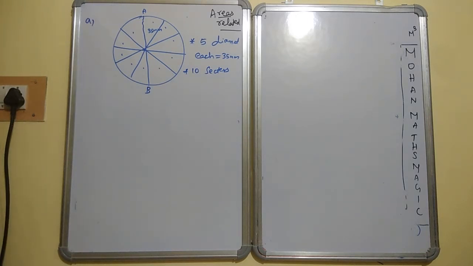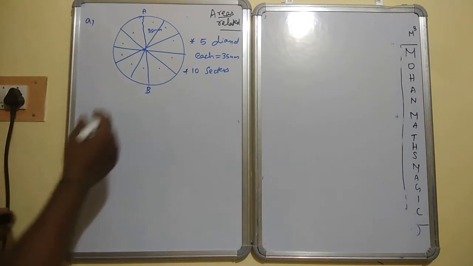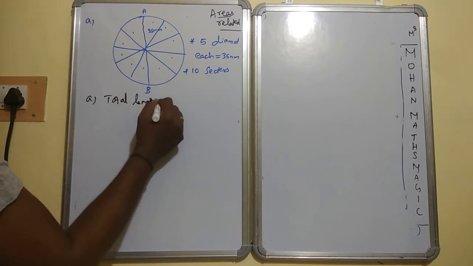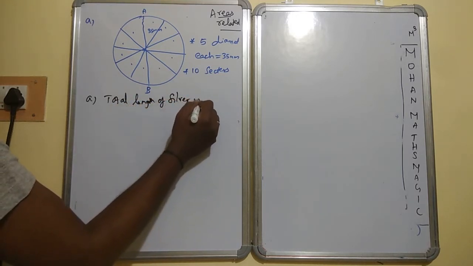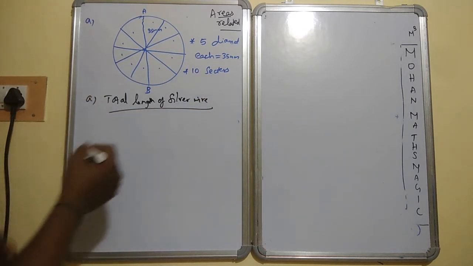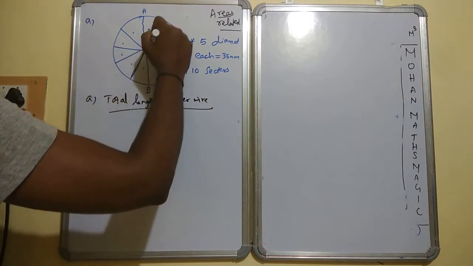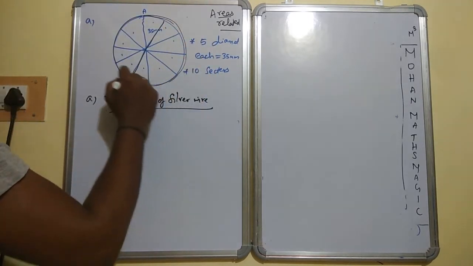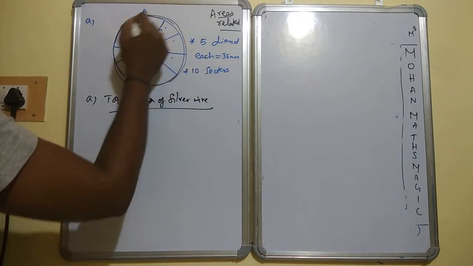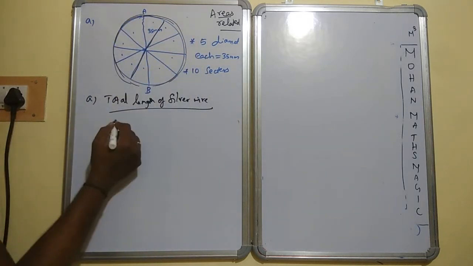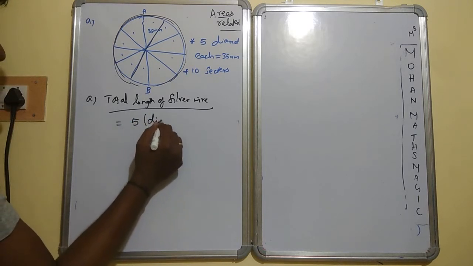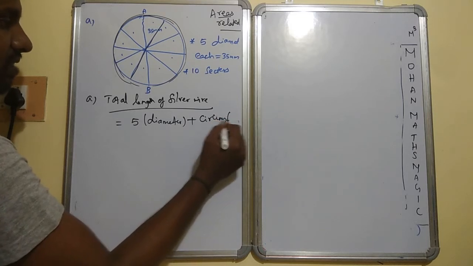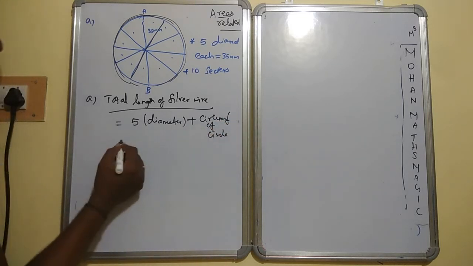Now, the total length of the silver wire required. Option A, total length of silver wire. First, where does the silver wire come in? The diameter is silver wire. The outer portion is silver wire. The brooch is made up of this. The outer portion is silver wire and each diameter is silver wire. What does that mean? 5 diameters length plus circumference of a circle. This is the length of the wire.